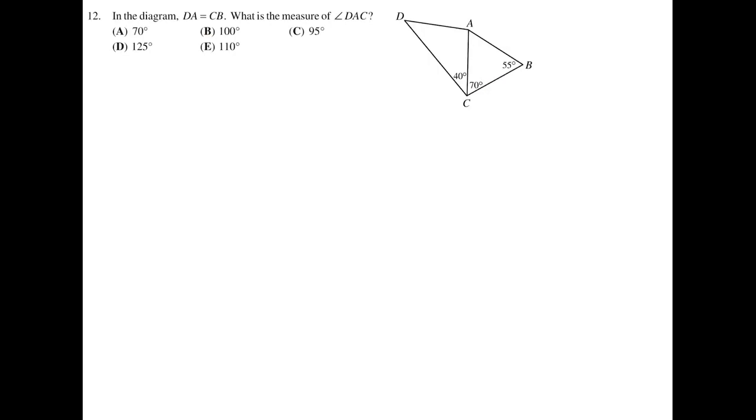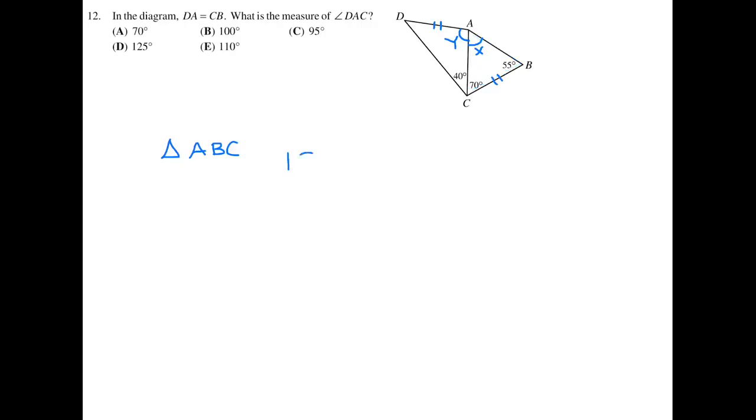In the diagram, DA equals CB, so DA is equal to CB, like this. What is the measure of angle DAC? So this is the angle they want us to find out. All right, so let's label that. We'll call it Y. And this angle in here, I will call X. So first, let's look at triangle ABC. This one right here, ABC.